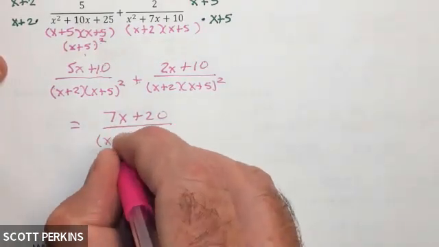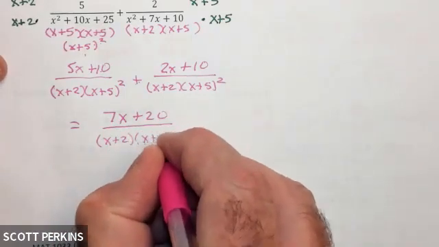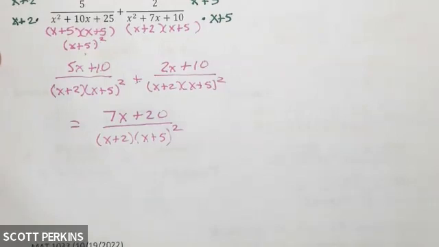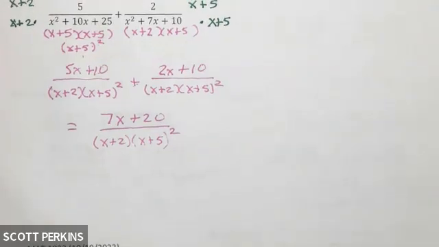And then the denominator, remember, the denominator stays exactly what it is. Once you have the common denominator, the denominator is the boring part of the problem. And that is the answer to exercise 15.